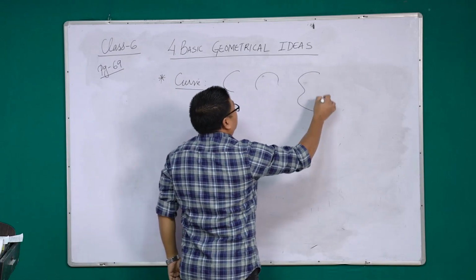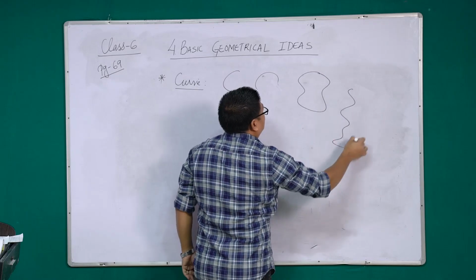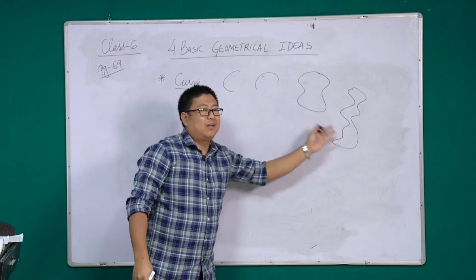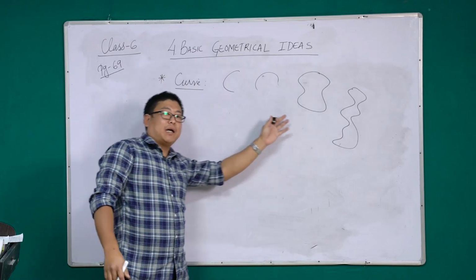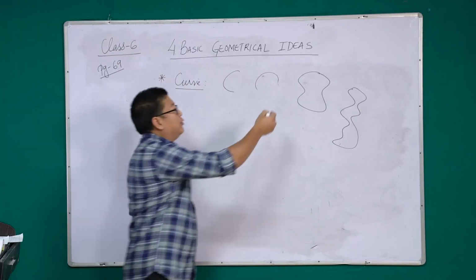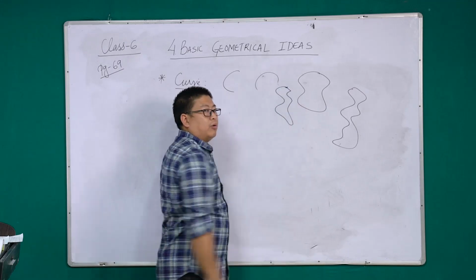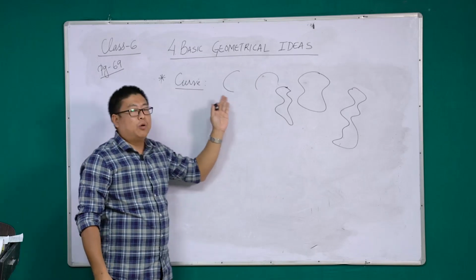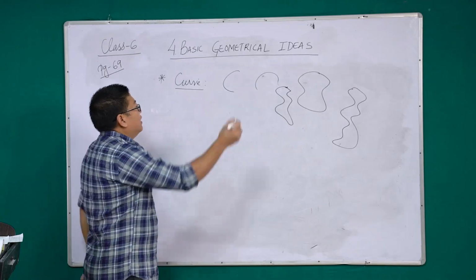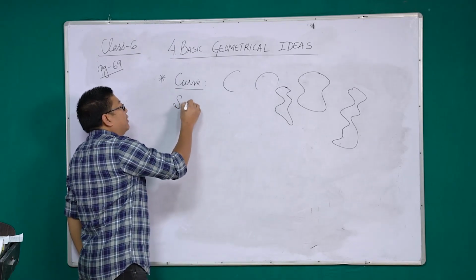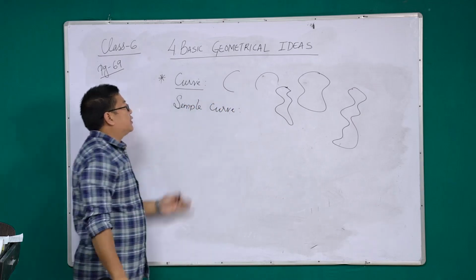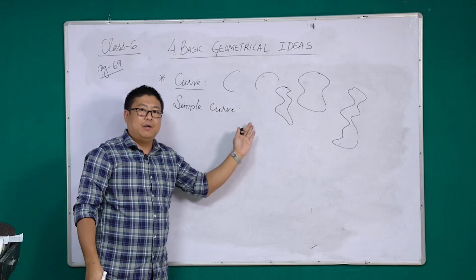Any drawing you do, anything you draw, all these are called curves. In short, you can even call this doodling, right? Sometimes you sit idly and you draw anything you feel like on your notebook. All these are called curves. Now, when you talk about curves, there's another small term, which we call a simple curve.